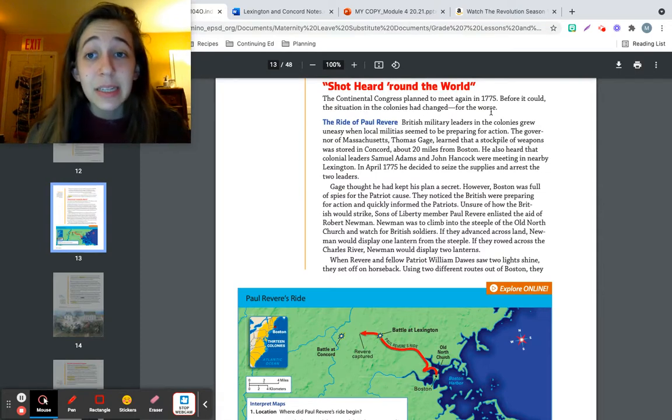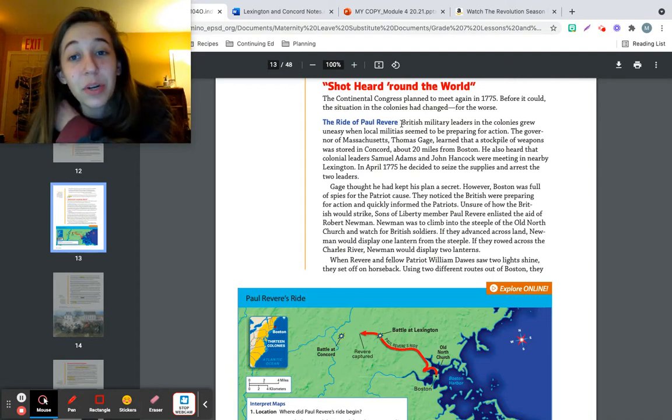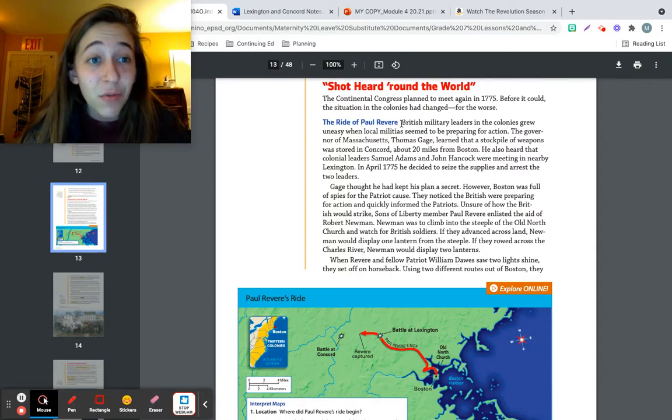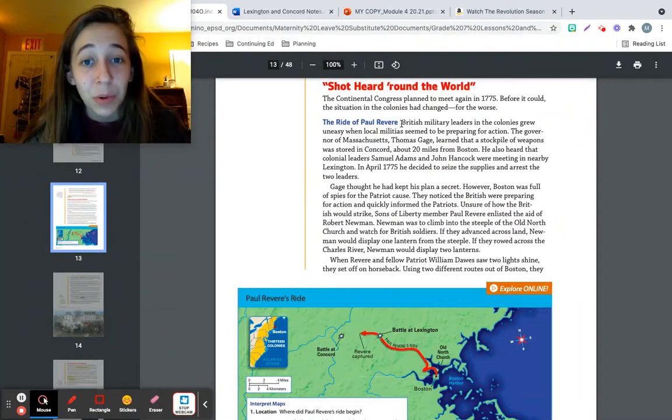The Continental Congress planned to meet again in 1775. Before it could, the situation in the colonies had changed for the worse. And that's the ride of Paul Revere. So the British military leaders in the colonies grew uneasy when local militias seemed to be preparing for action. The governor of Massachusetts, Thomas Gage, learned that a stockpile of weapons was stored in Concord, about 20 miles from Boston. He also heard that colonial leaders Samuel Adams and John Hancock were meeting in nearby Lexington. In April 1775, he decided to seize the supplies and arrest the two leaders.